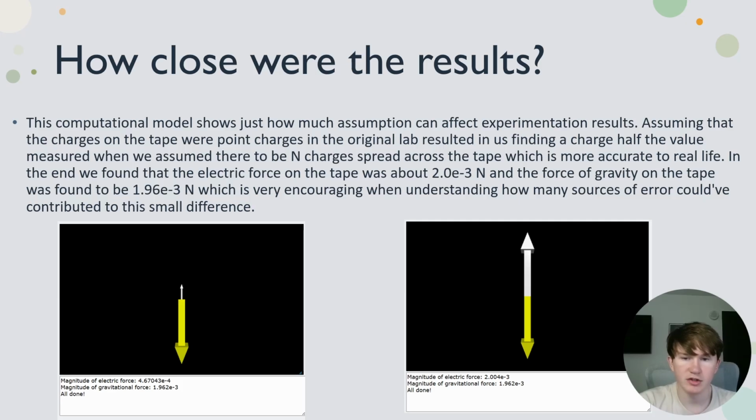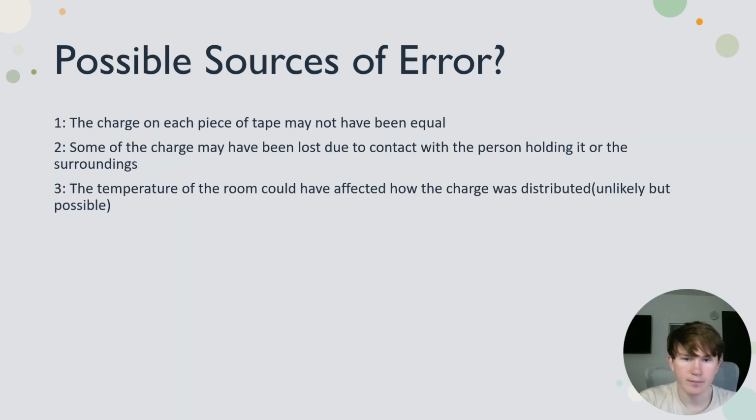These results are very encouraging because that means that our static equilibrium is basically right, with the exception of a few sources of error. So what were some of those sources of error? Well, the charge on each piece of tape may not have been equal. Some of the charge may have been lost due to contact with the person holding it or the surroundings. And then it's unlikely, but the temperature of the room may have affected how the charge was distributed.